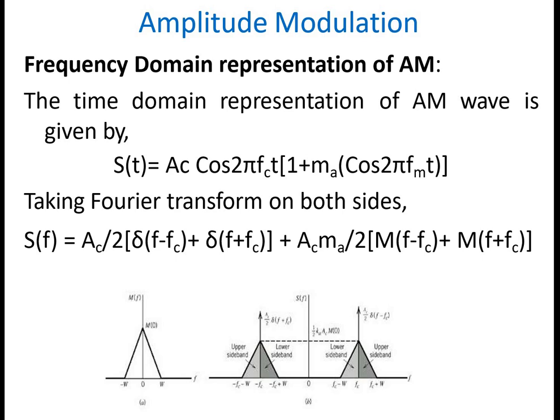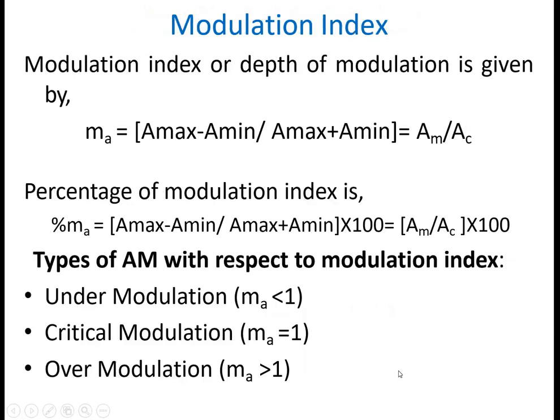Then, taking the Fourier transform on both sides, at the bottom I have represented the frequency domain AM signal. The modulation index or depth of modulation of the amplitude modulated signal is shortly represented by small m suffix a, equal to A max minus A min divided by A max plus A min, which equals AM by AC. The percentage modulation is percentage of MA equal to (A max minus A min) divided by (A max plus A min) times 100. This is the mathematical equation used for representing percentage modulation in terms of the trapezoidal pattern.